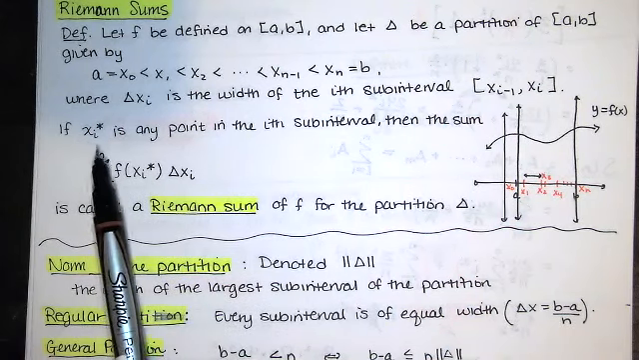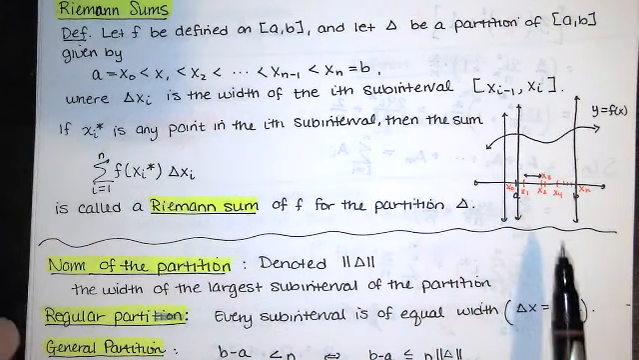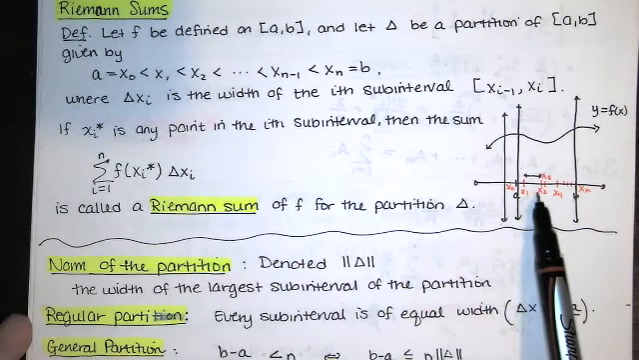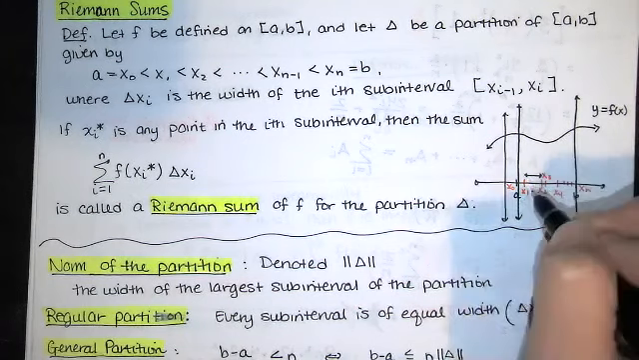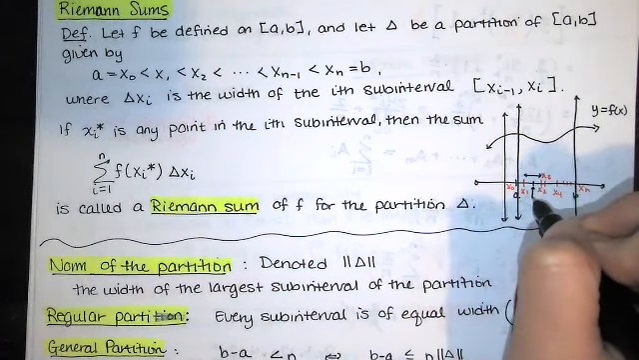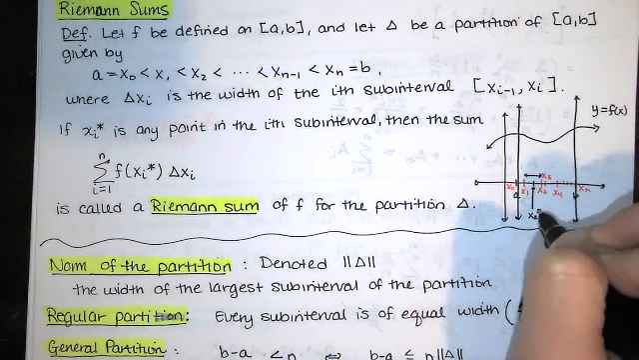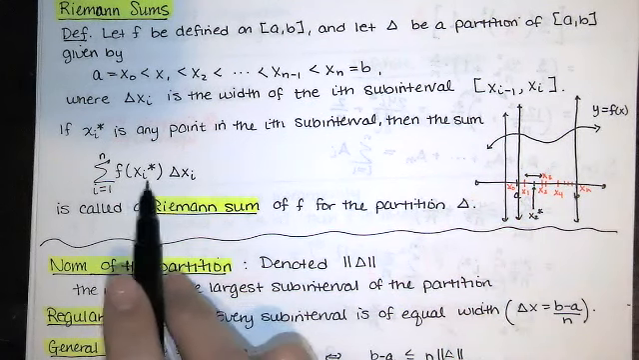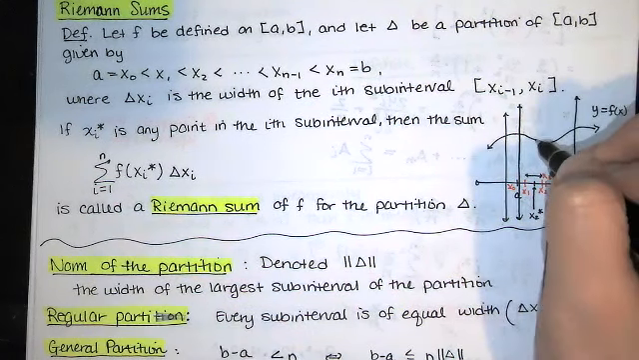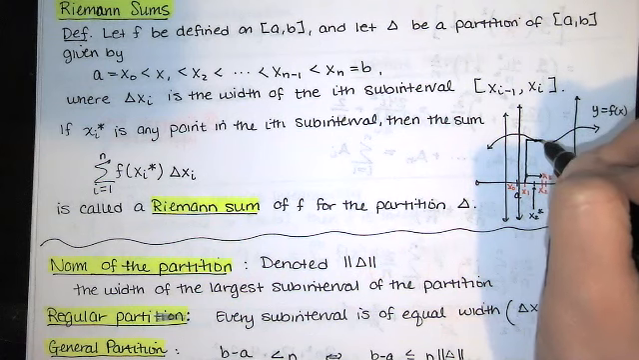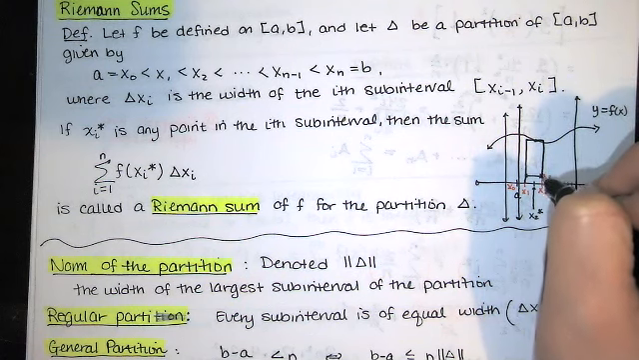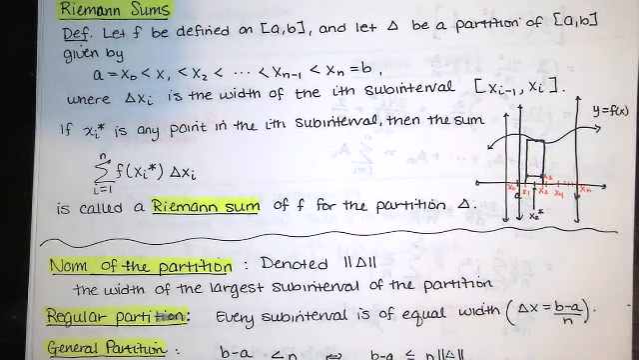Then if x sub i star is any point on that subinterval, so I'm on the interval from x sub 1 to x sub 2, I pick any x value I want that's on the second subinterval, so I'll call that x sub 2 star. If I evaluate my function there, and then make a little rectangle that extends from x sub 1 to x sub 2, that approximates the area under the curve on that interval.